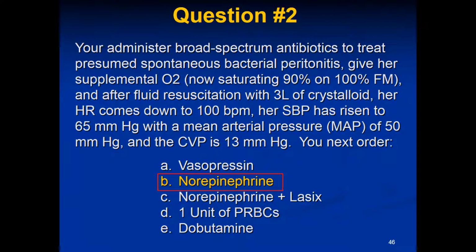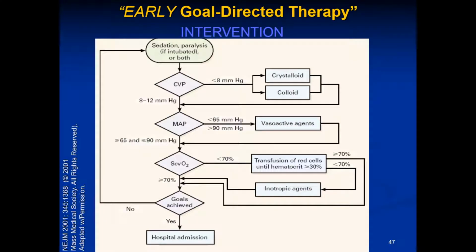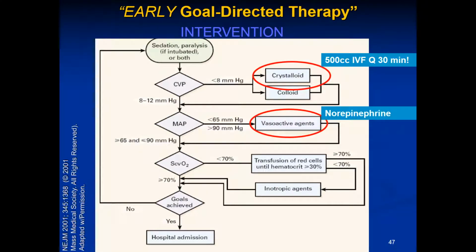By any metric, she is fluid resuscitated. She actually now has an oxygen requirement. Her central venous pressure has risen. She appears to have been fluid resuscitated to a point where additional fluid is likely not to be beneficial, and it's at this point where one adds a vasoactive agent, and norepinephrine would be the first agent of choice for that. And again, I put early goal-directed therapy in quotes here.